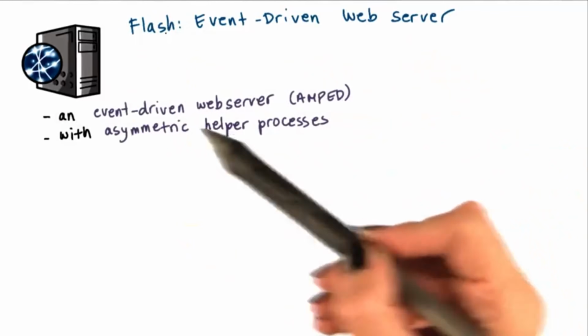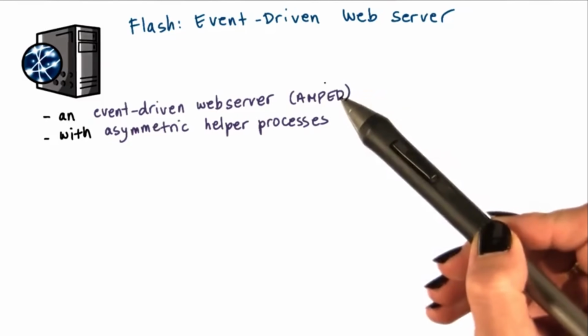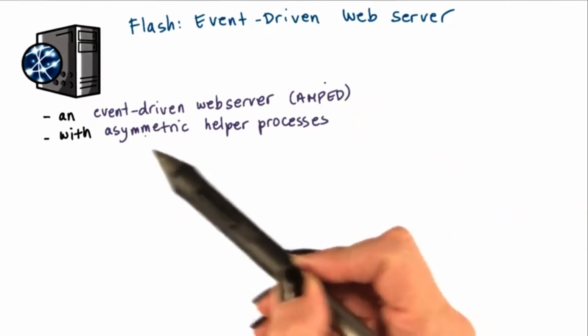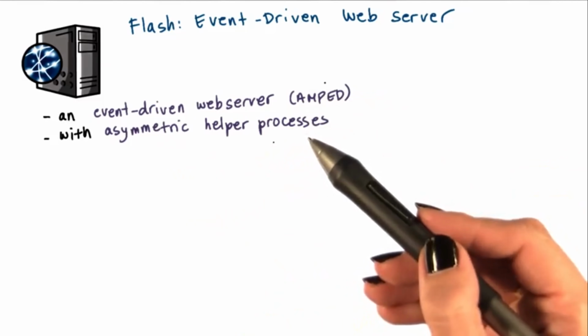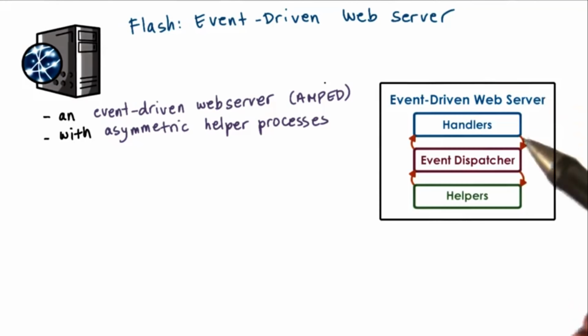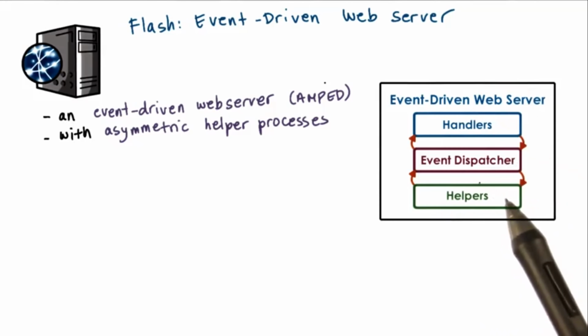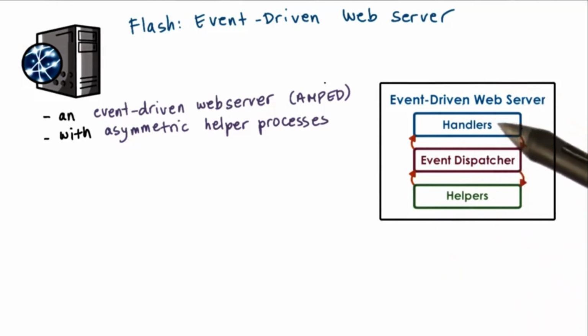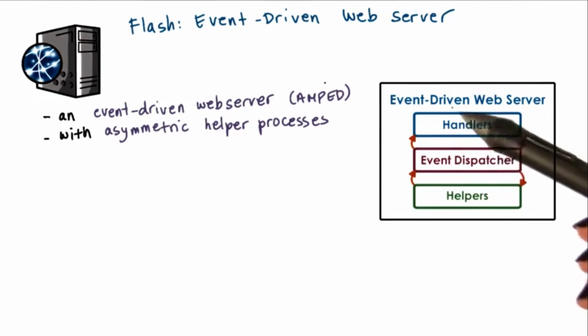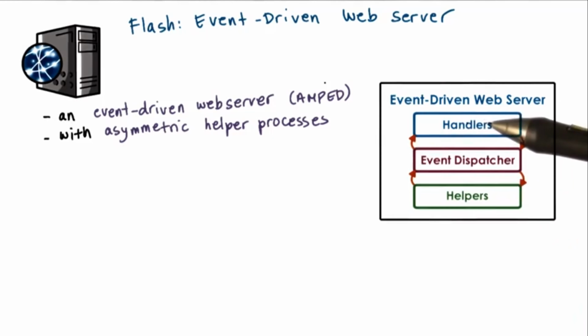Flash is an event-driven web server that follows the AMPED model. So basically, it has asymmetric helper processes to deal with the blocking I/O operations. In the discussion so far, we really described the architecture of Flash. So it uses helper processes for blocking I/O operations, and then everything else is implemented as an event dispatcher with handlers performing different portions of the web servicing tasks.